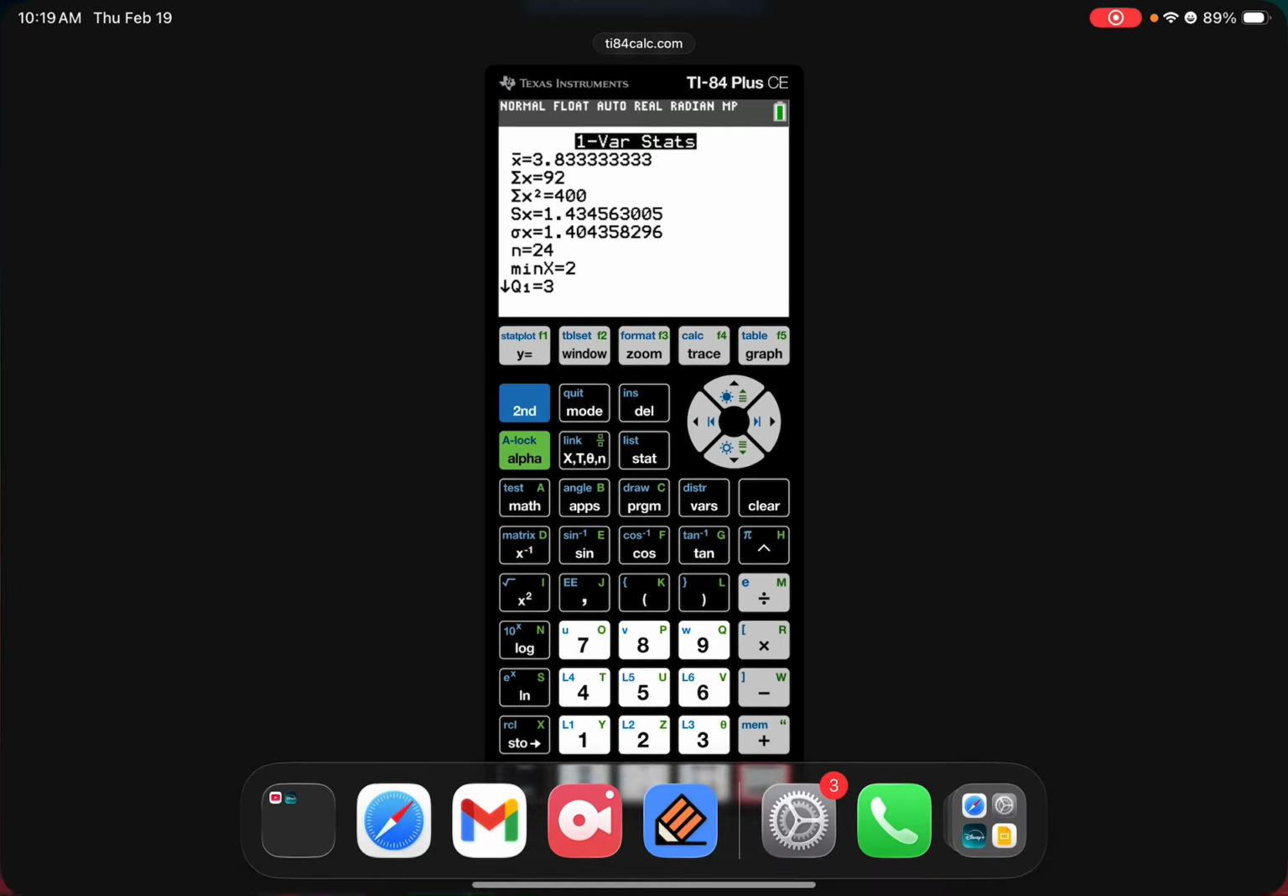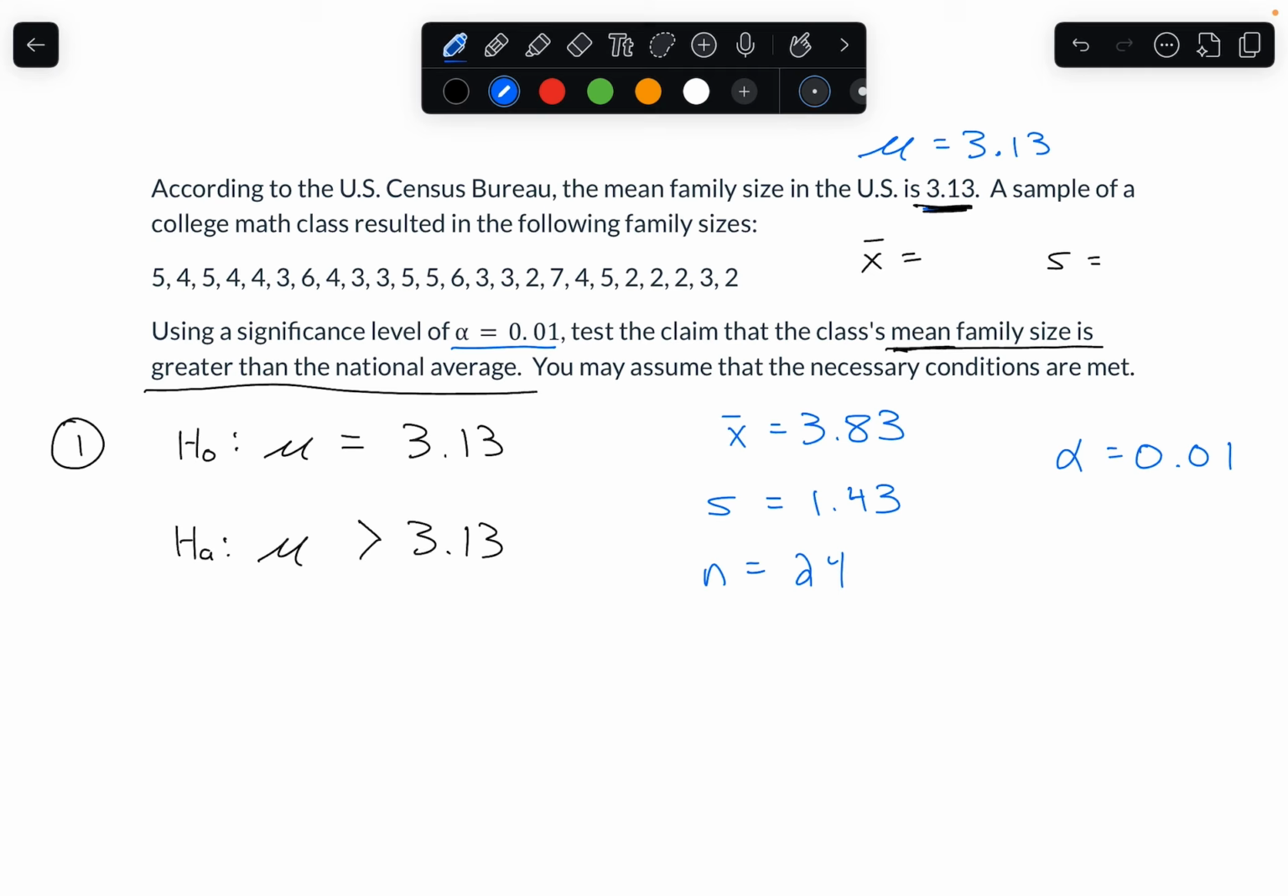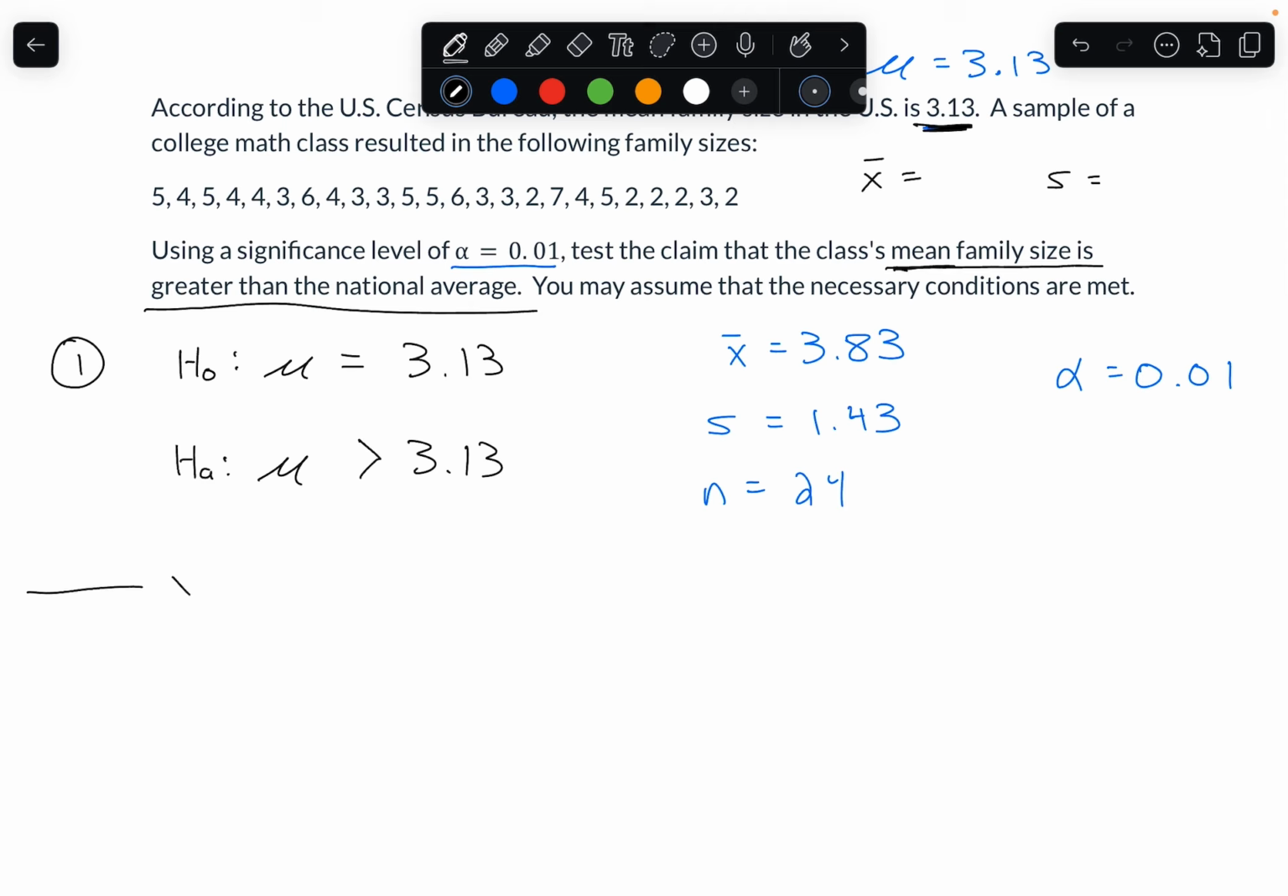So let's go ahead and make notes of what all of those different values are. We said our sample mean was 3.83. Our sample standard deviation S was 1.43. And our sample size N was 24. And then, of course, we'll just make a quick note as well. Our alpha is 0.01. So those are all of our summary statistics. That's extremely helpful to have when it comes to listing out or calculating the standard error and the test statistic and so on and so forth. So there's my first step.